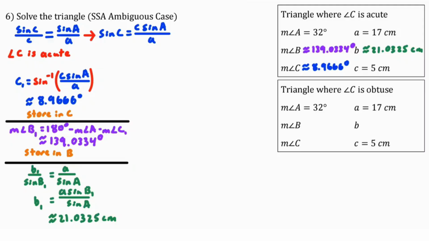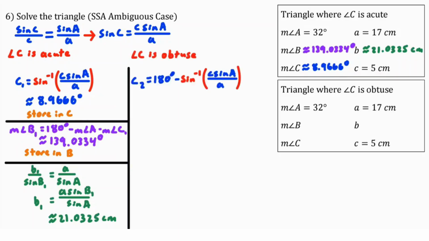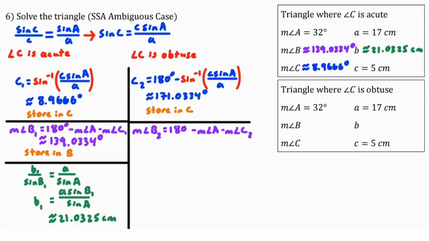Now let's solve it where angle C is obtuse. In this case, C is equal to 180 degrees minus sine inverse of C sine of A over A. Type this in the calculator, you get C to be about 171.0334 degrees. Then we'll store it for C. You might notice if we were to solve for angle B now, you get angle B to be about negative 23.0334.